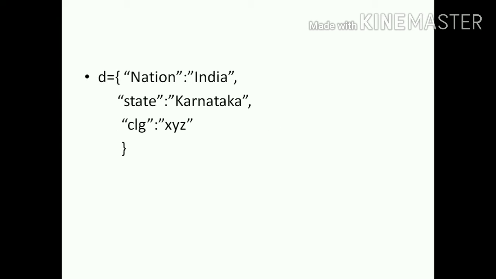D is my dictionary, which is written inside the curly brackets: nation India, state Karnataka, college XYZ. When I say nation colon India, nation is my key, India is my value. Similarly, state is my key, Karnataka is my value, and so on. These are separated using commas.